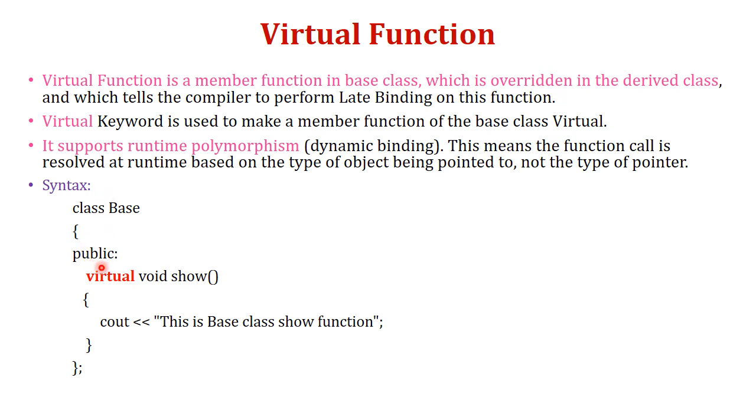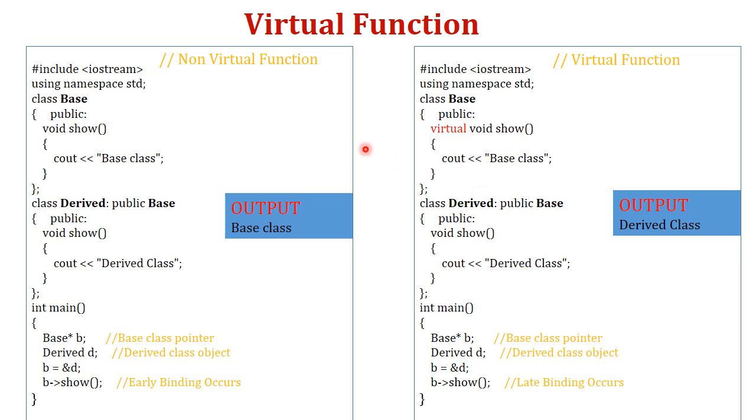The syntax: base class here, and the next, here public is the access specifier. Here void show is a normal function. In the prefix, if you add the virtual keyword, the function becomes a virtual function. Then within the braces, we can implement any code here. So here is the difference between non-virtual functions and virtual functions: how a normal function is invoked, and how it works in virtual functions.